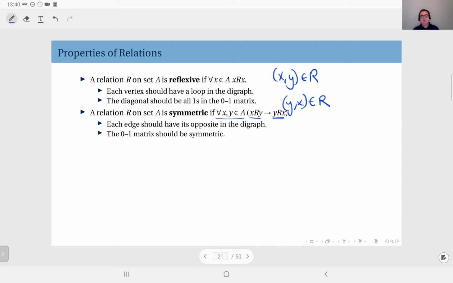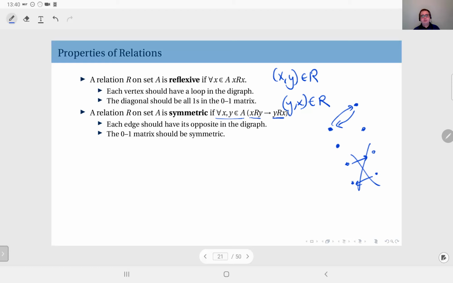Okay, and how do you spot symmetry in a relation? When you look at the digraph, if you have a one-way edge from one vertex to the other, you have to also have it the other way. So if you have from this element to this element a relation, for the relation to be symmetric, you should also have the other way. And this should hold for all possible pairs. If you do not have relations on both sides, that is also okay. But if you have something like this or this, then your relation is not symmetric.